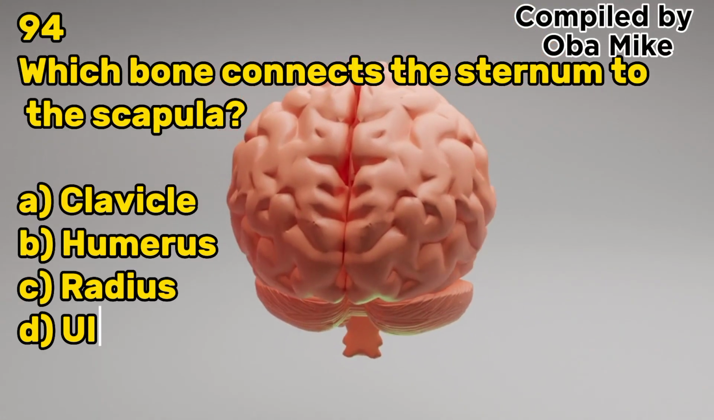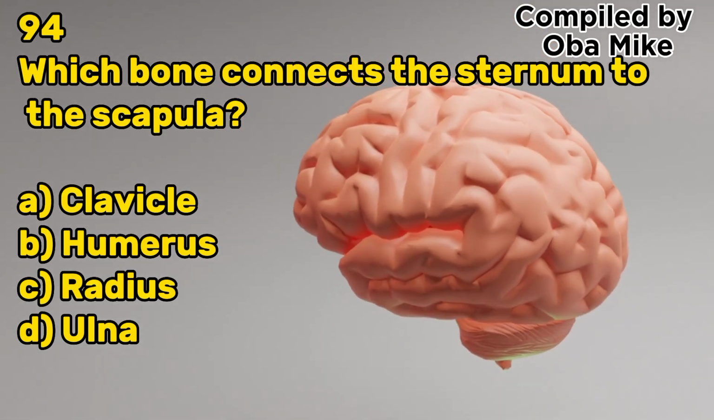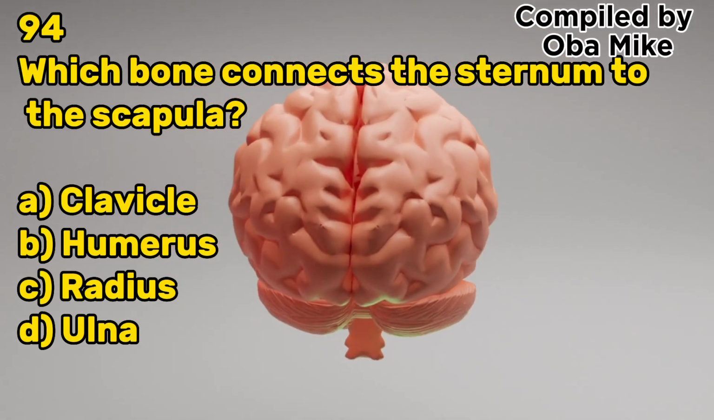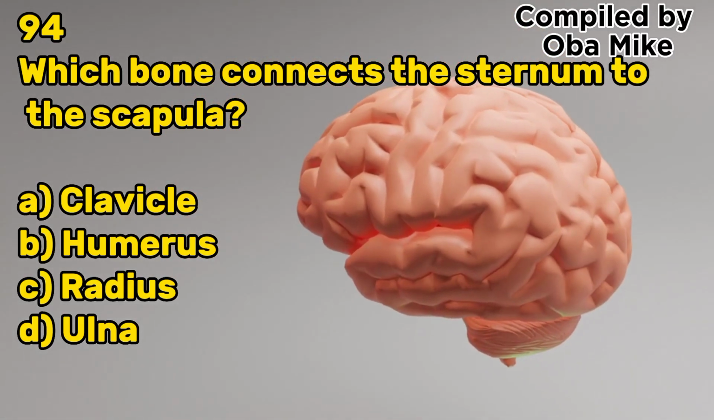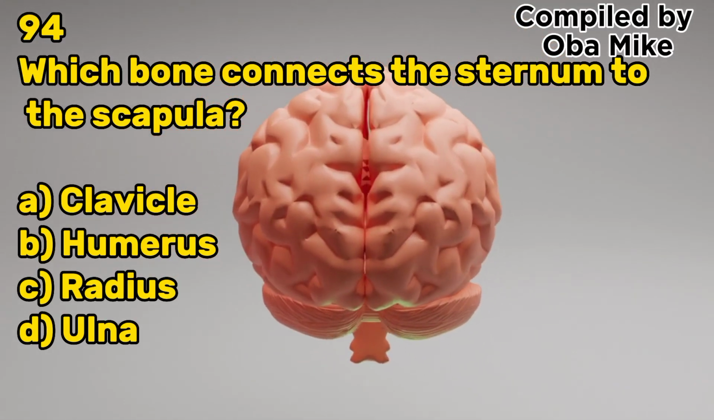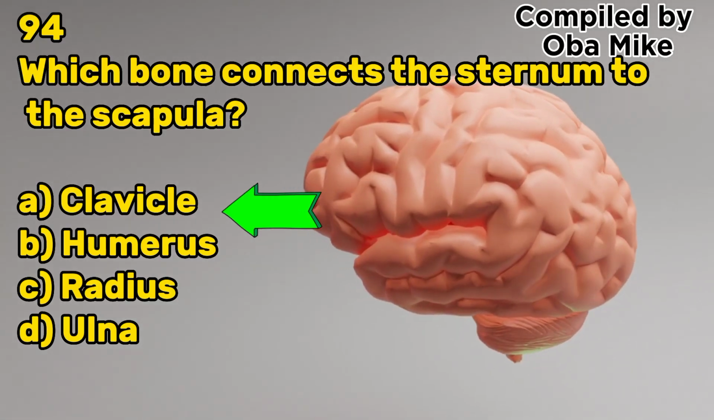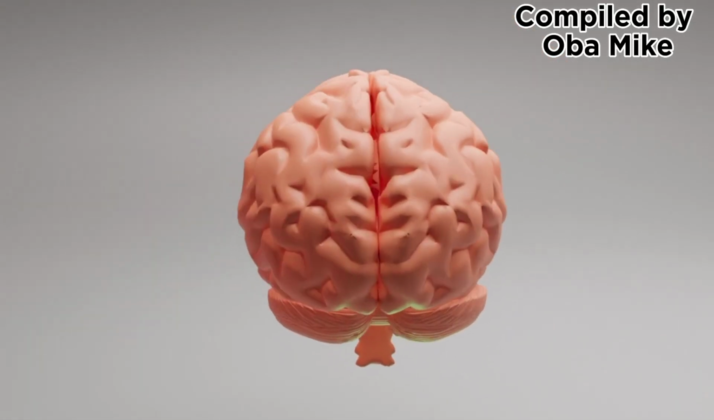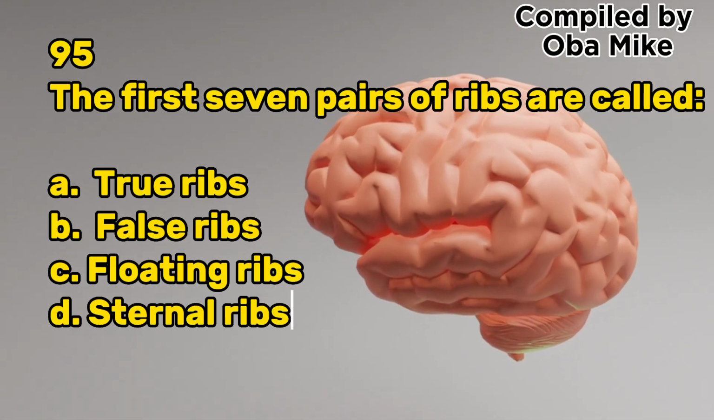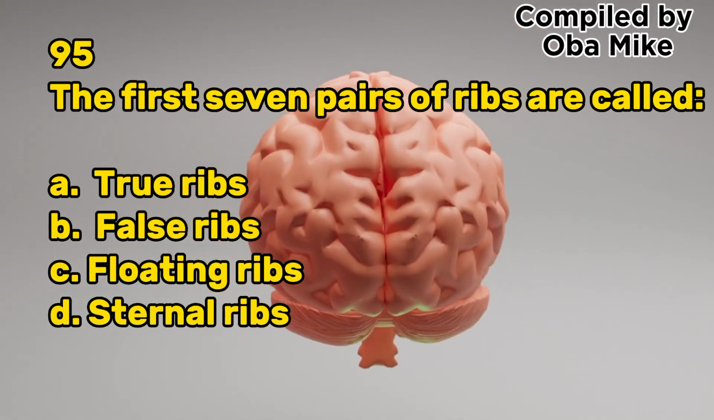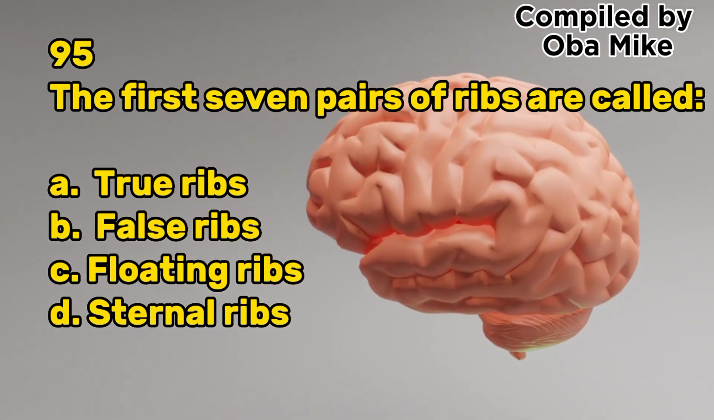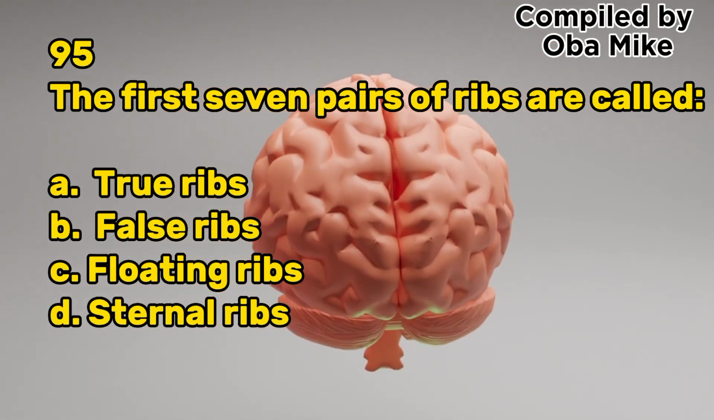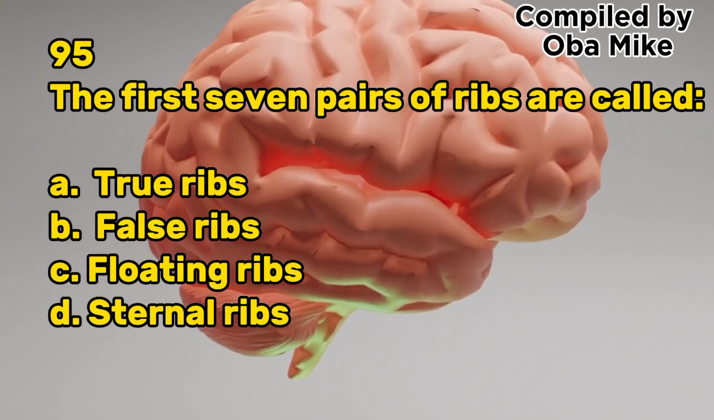94. Which bone connects the sternum to the scapula? A. Clavicle. B. Humerus. C. Radius. D. Ulna. 95. The first 7 pairs of ribs are called A. True ribs. B. False ribs. C. Floating ribs. D. Sternal ribs.